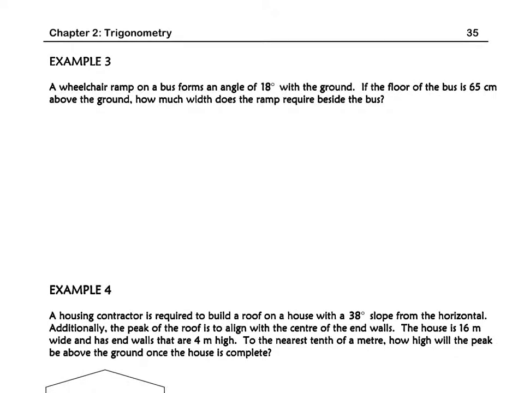Our next example is a little bit of a word problem, I guess. So it said a wheelchair ramp on a bus forms an angle of 18 degrees with the ground. If the floor of the bus is 65 centimeters above the ground, how much width does the ramp require beside the bus? So you have a wheelchair ramp, you have the bus, the floor of the bus is 65 centimeters above the ground, so this is 65. And then you have that the wheelchair ramp makes an angle of 18 degrees with the ground. So that would mean, if this is your ramp right here, this would have to be 18 degrees. There's the ramp, there's the ground.